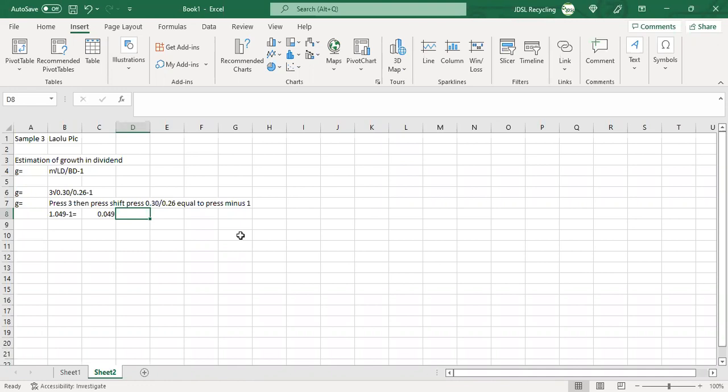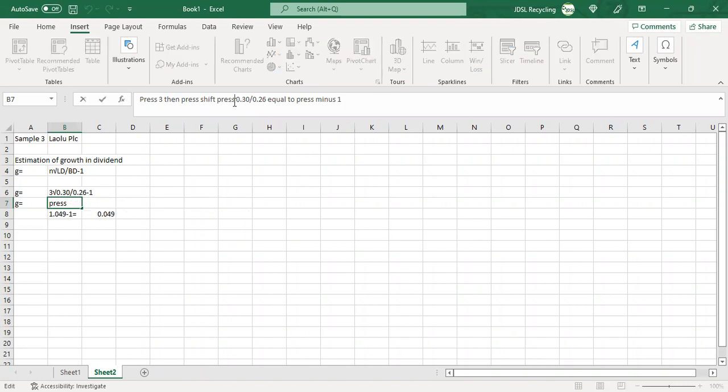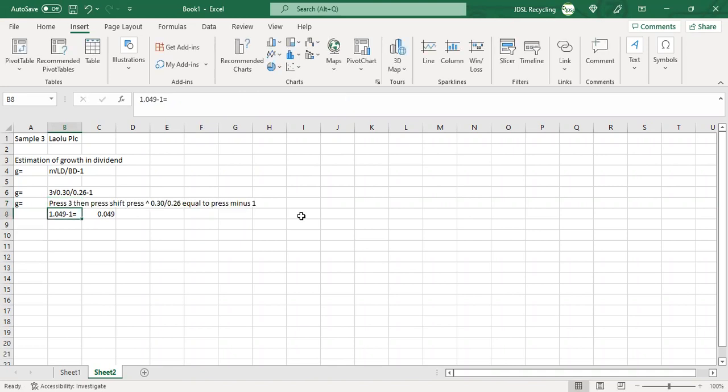Press 3. Number 3. Then press shift. Press 3, then press shift. After pressing shift, press the raise to power sign. Your raise to power sign looks like this. Have we seen that? You press the raise to power sign.